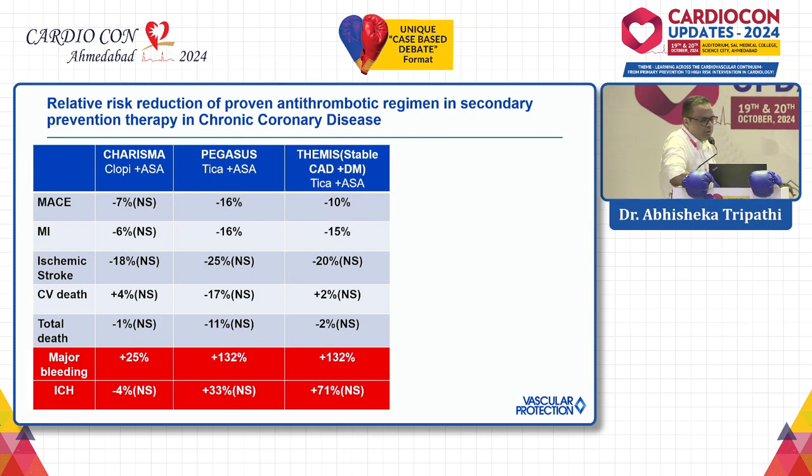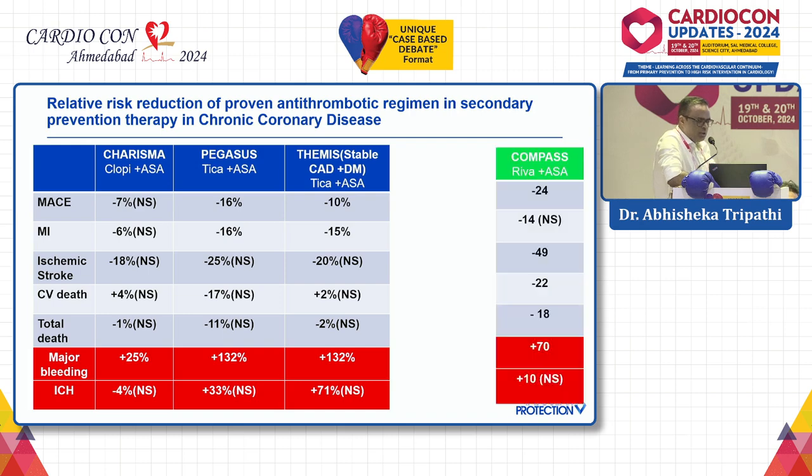If you see now here, what we are comparing is ticagrelor versus rivaroxaban. THEMIS is stable CAD with diabetes mellitus. The MACE was decreased by 10%, MI was decreased by 15%, but there was no significant reduction in ischemic stroke, CV death, or total death. So if you add aspirin and ticagrelor, the ischemic stroke, CV death, and all-cause death were not decreased. MI and, in general, MACE were decreased. However, the bleeding risk was increased by plus 132%. However, the ICH was not significantly increased.